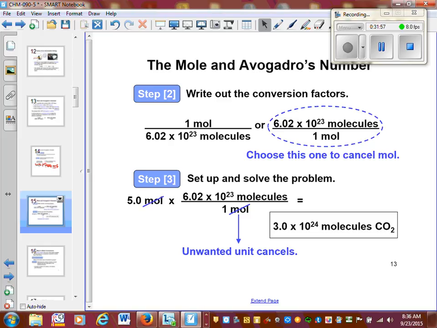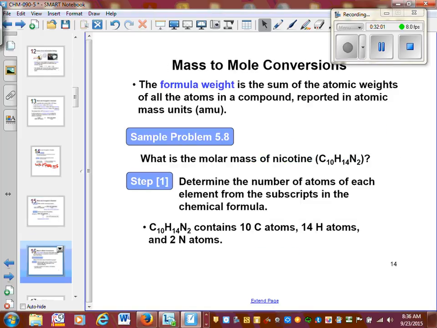We need to know a formula weight. Formula weight is the sum of the atomic weights of all atoms in a compound, reported in atomic mass units, AMU. So what is the molar mass? This is another term for formula weight of nicotine, C10H14N2. To figure that out, well, we know we got 10 carbon atoms, 14 hydrogen, 2 nitrogen.